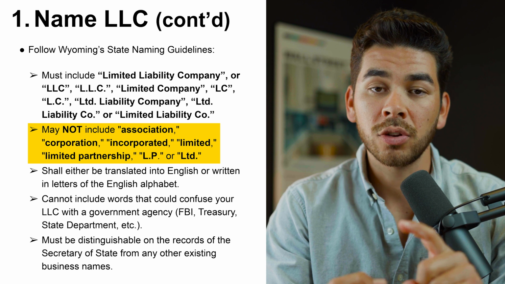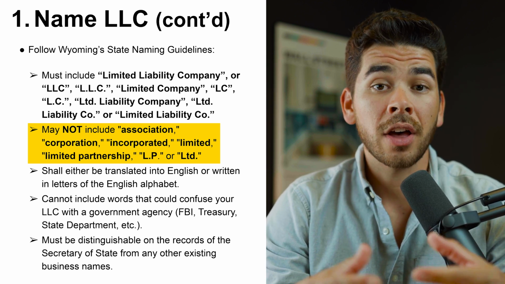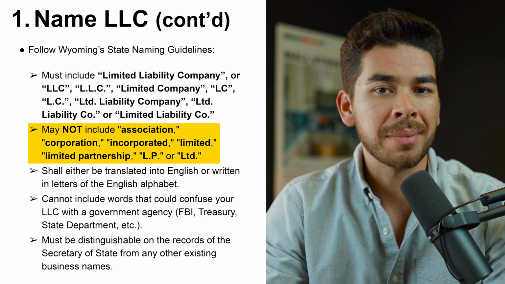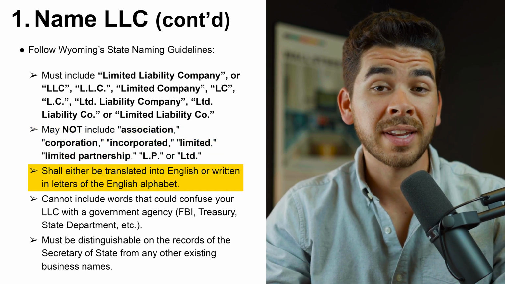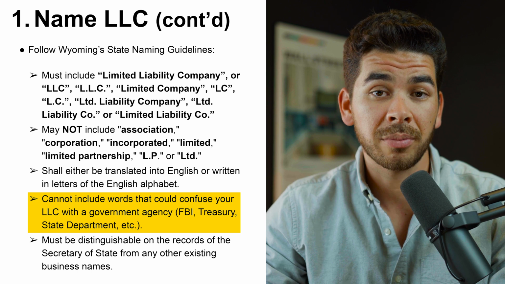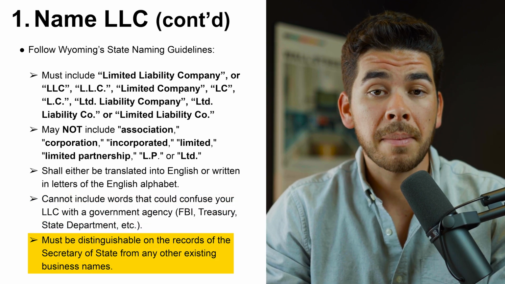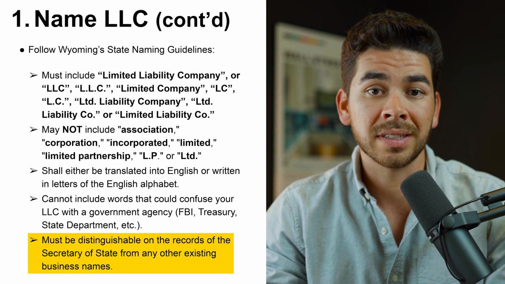Now you must not include words like association, corporation, incorporated, limited, or any of these other words that are associated with other types of entities. Also, the words need to be written in English, and you can't have any words that are going to confuse your company with a government agency like the FBI, Treasury, or State Department. And this business name must be distinguishable from other business names on record.